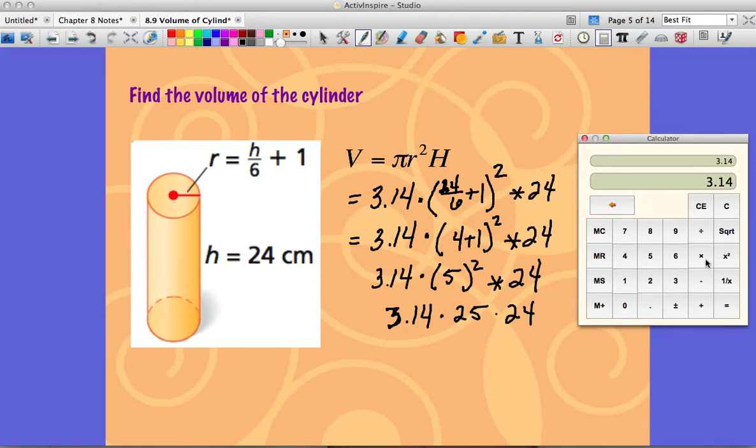3.14 times 25. Now the nice thing here, to check and make sure your answers are around the correct number, you can estimate. You know that 25 times 3 is 75, so your answer should be 75 or higher. In this case, it's 78.5 times 24 gives you 1,884 centimeters cubed.